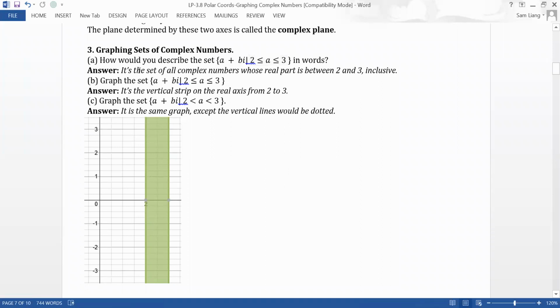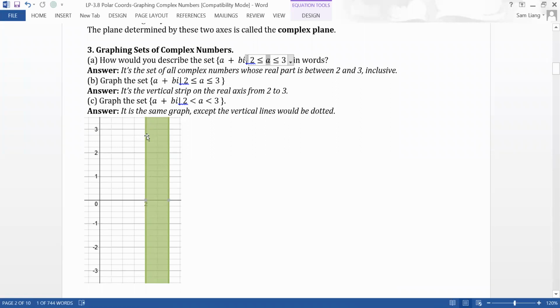Well, just think about it for a sec. It's the set of all complex numbers whose real part, because it's a, right? A is the real part. The set of all complex numbers whose real part is between 2 and 3 inclusive. Okay, that's pretty straightforward. To graph it, it's going to be the vertical strip, as you see in this diagram, on the real axis from 2 to 3. Okay, and we're going to include 2 and 3, because those values are included here.